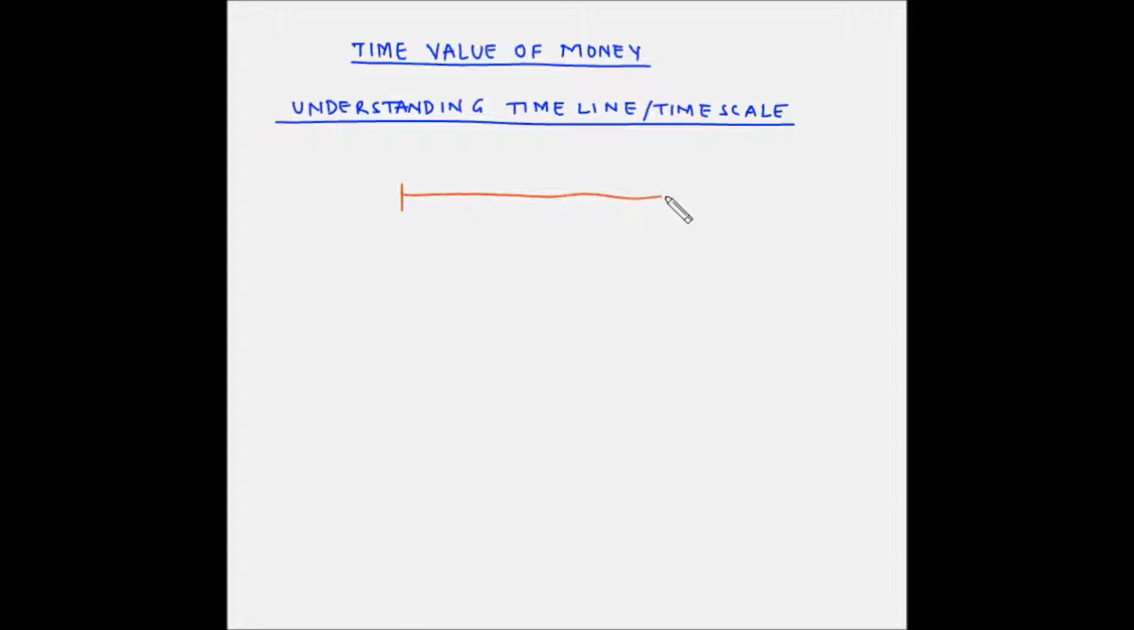So this is a time scale. We represent the time periods like this. So 0, 1, 2, 3, 4, and 5. So time 0 is today. Time 1 is one period from today. So this is one period. Time 2 represents two periods from today.